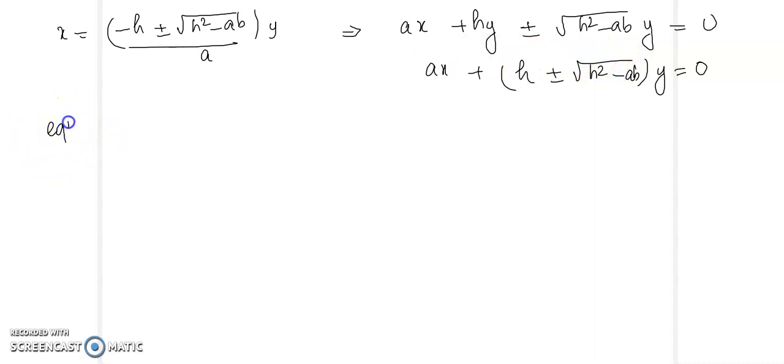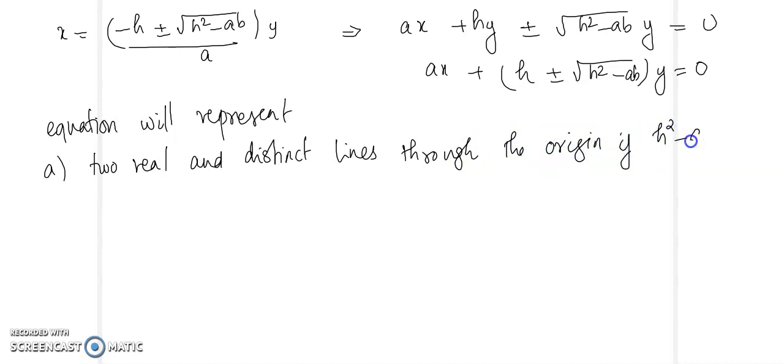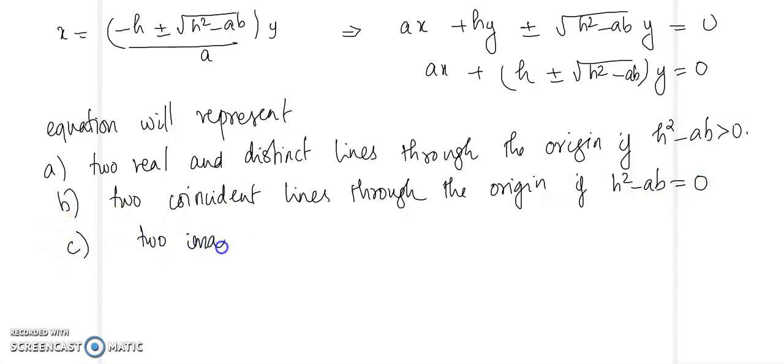So therefore the equation will represent, first, two real and distinct lines through the origin if h square minus ab is greater than 0, and we get two coincident lines through the origin if h square minus ab is equal to 0, and two imaginary lines if h square minus ab is less than 0.